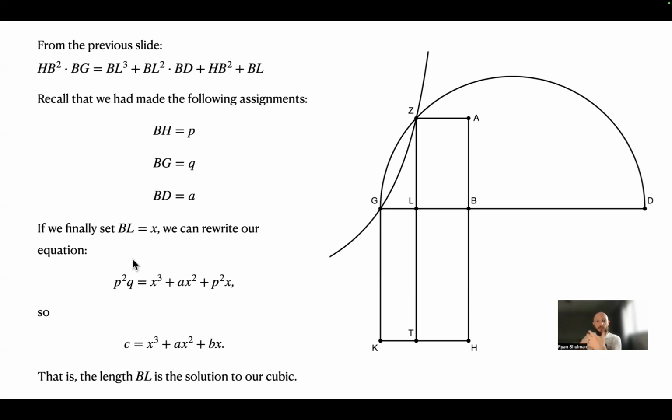So with X being set equal to BL, what all of this is saying is that BL, this length right here, is the solution to our cubic. So not only did we find a solution to the cubic, we also proved that under these circumstances there always exists a solution to this cubic, because this is always going to be some kind of positive distance. So yeah, not only did we prove that the solution always exists, we also found the solution as well.